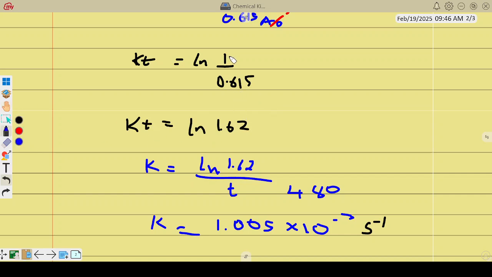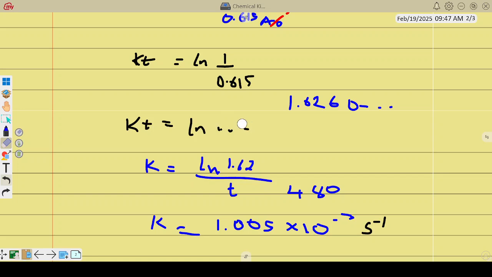When you divide 1 by that, it's 1.626 something. In rounding off, at least I should have put this as a 3, so that we continue going on. I think we'll redo this because I don't like the answer we got down there. So 1 divided by 0.615.